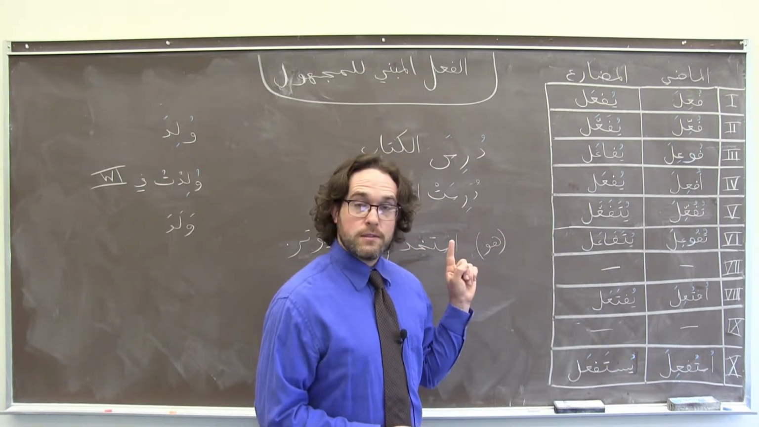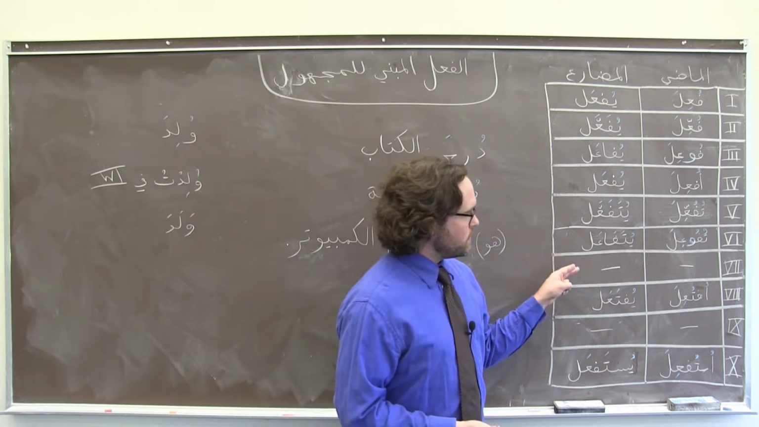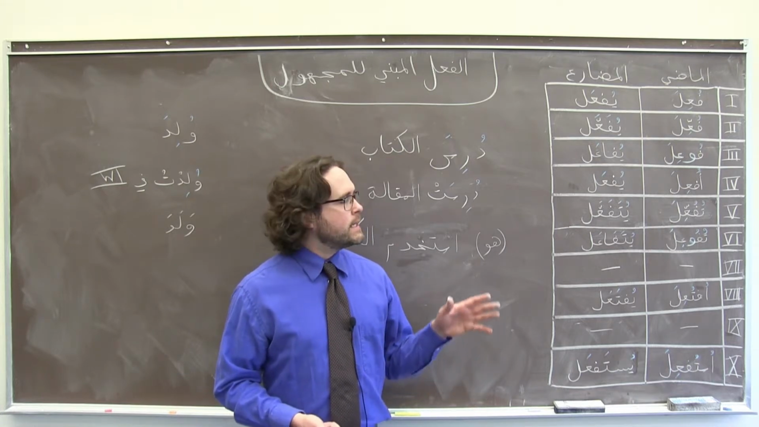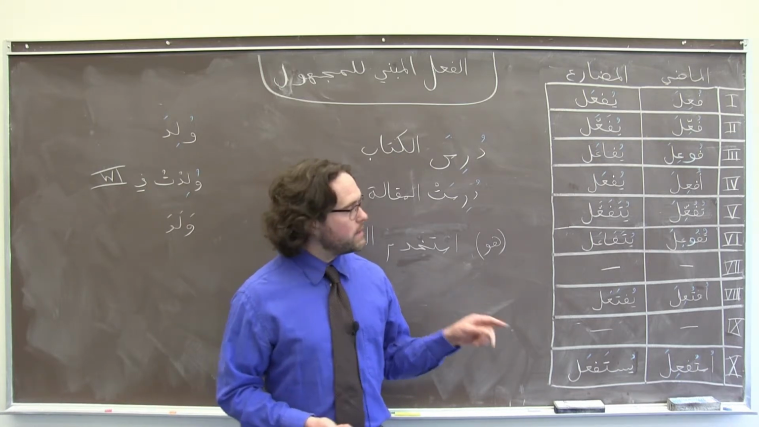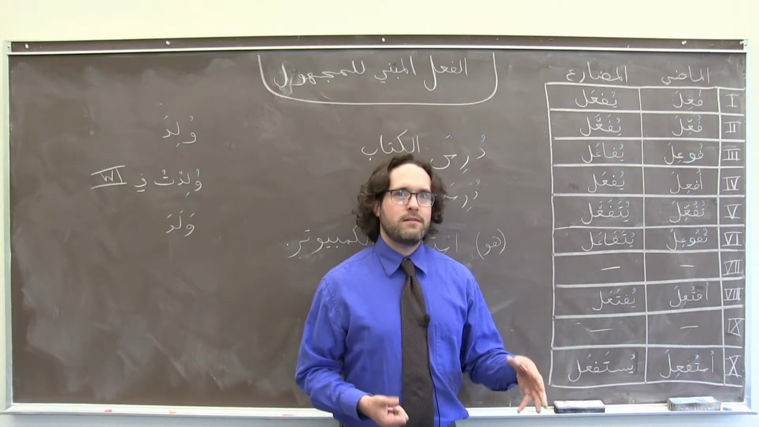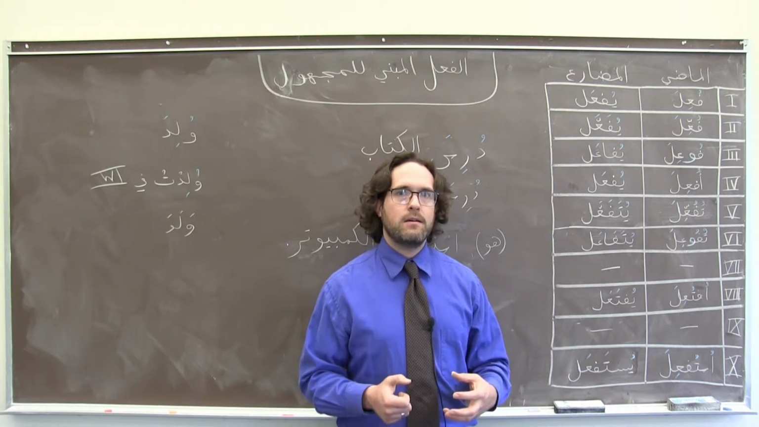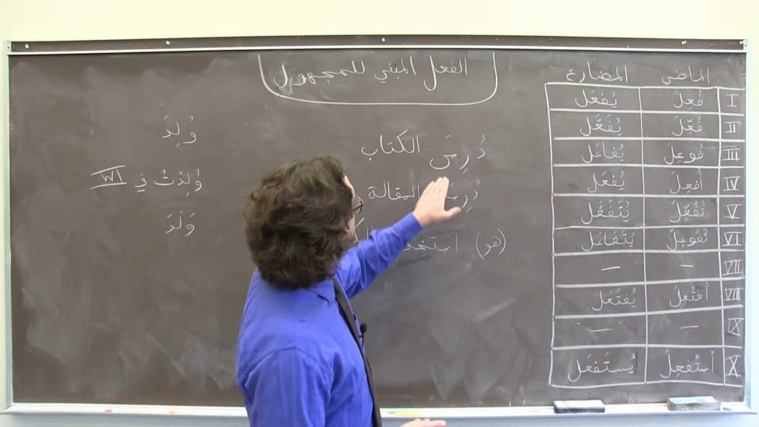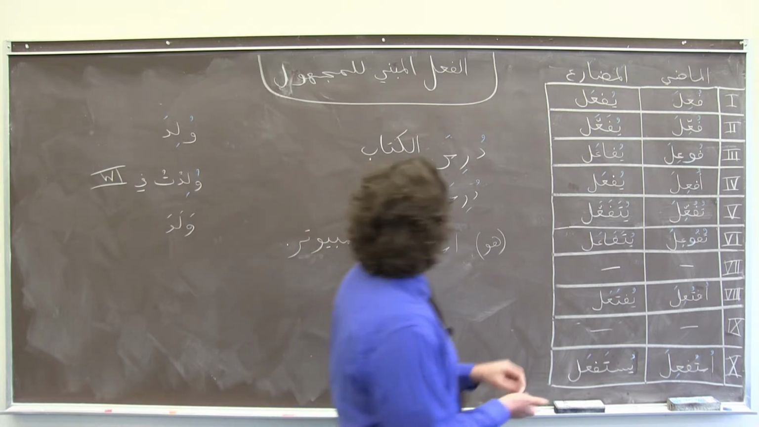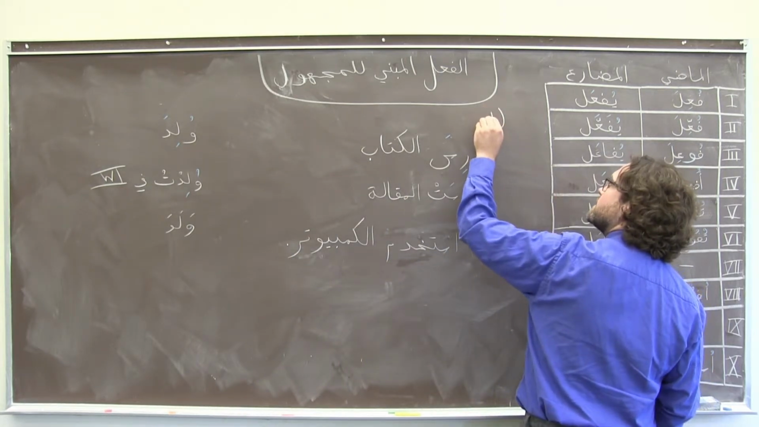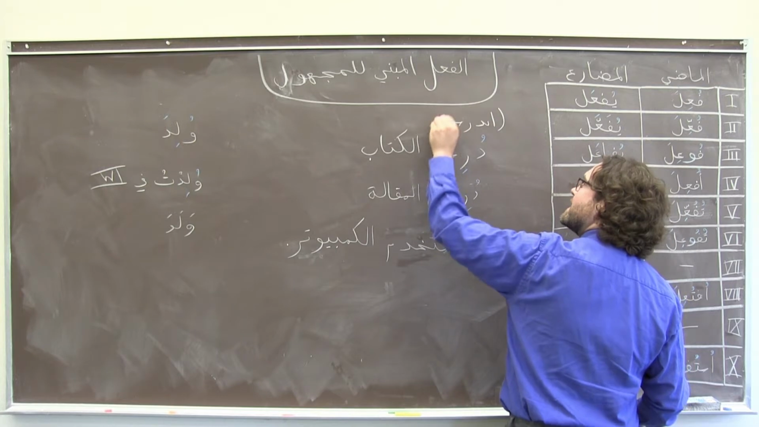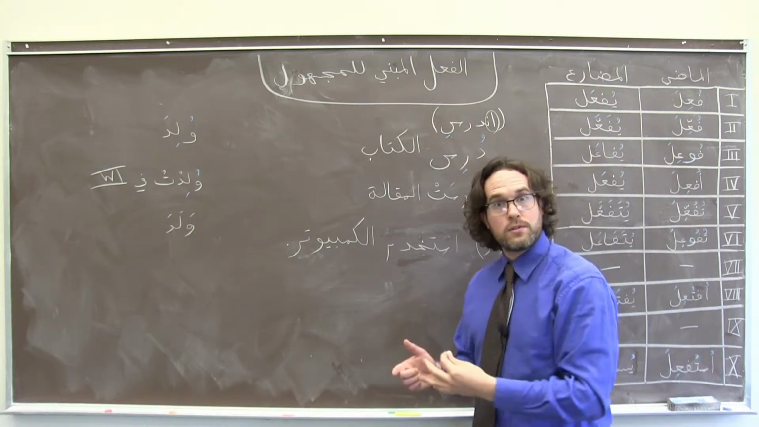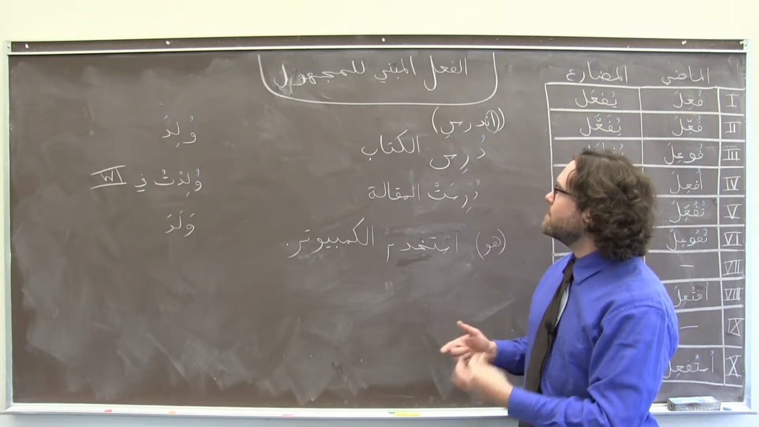A couple of other things to remember or to notice. In Form 7 and Form 9, we don't really have a passive conjugation. And there are good reasons for that. Number one, Form 7 already has the meaning of taking an active verb and making it passive. Another way of saying durisa al-kitab would be to say instead indarasa al-kitab. And those extra letters that make it a Form 7 verb give it a passive meaning.